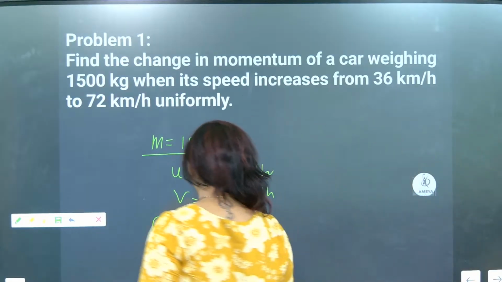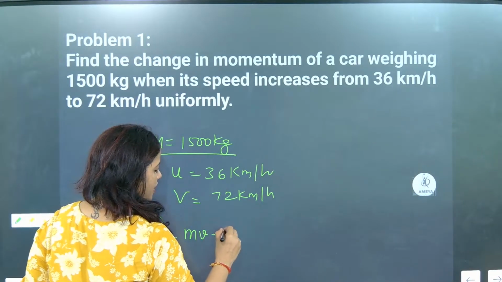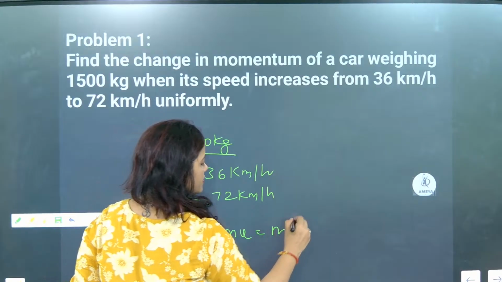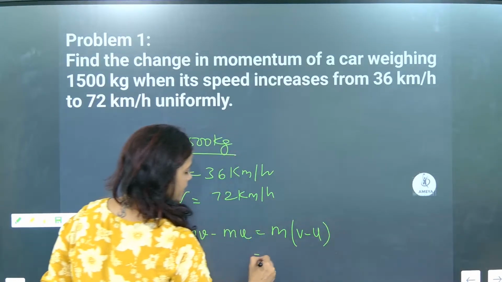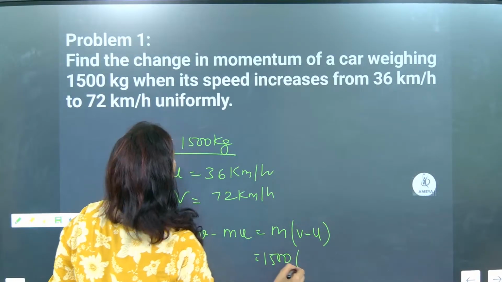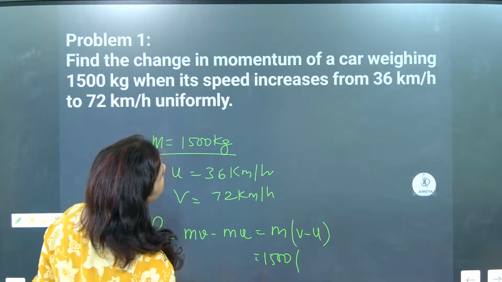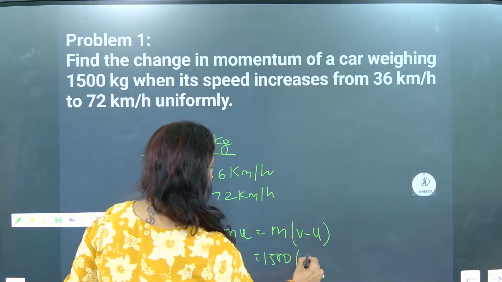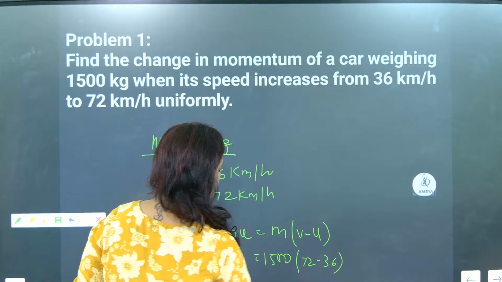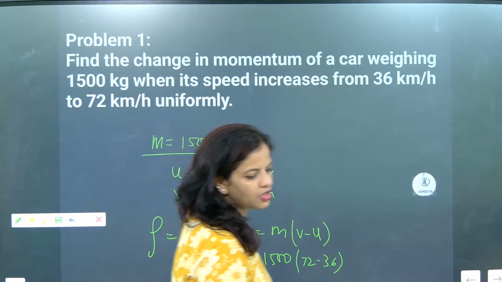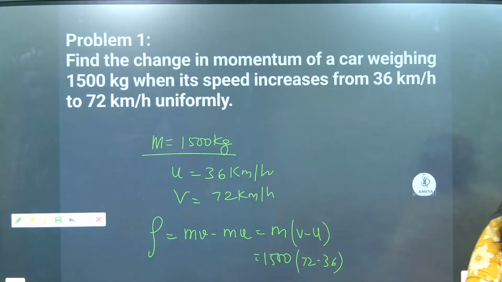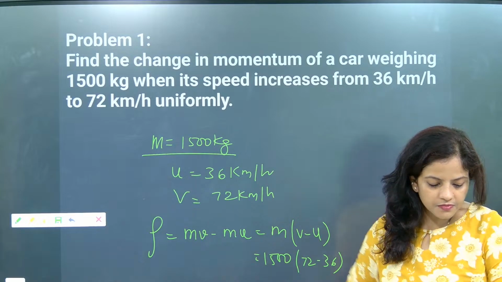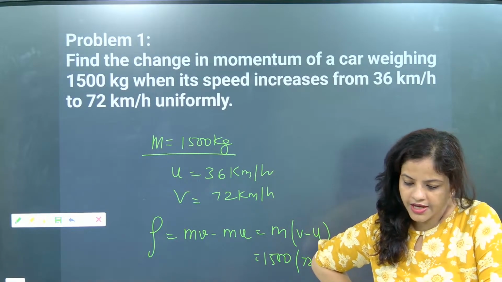So here it is coming as change in momentum is equal to mv minus mu. So beta, m(v minus u). What is m? 1500. And here it is coming as 72 and 36. 72 minus 36, how much is it coming? Now say the answer. 72 minus 36. Okay, it is kg meter per second.